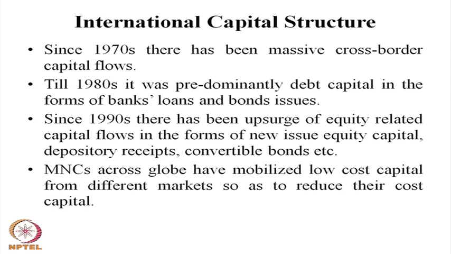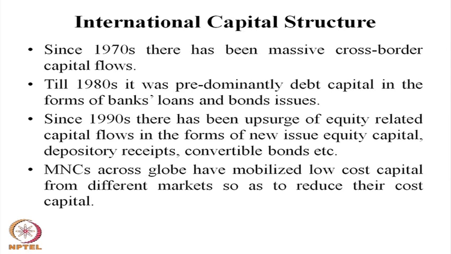The US deregulated its interest rate and exchange rate, and also allowed domestic companies to migrate to different countries. Soon after, many other developed countries liberalized their financial markets and allowed domestic MNCs to source their funds from different markets. This process led to the development of the international capital market. Since 1970, there has been massive cross border capital inflow.